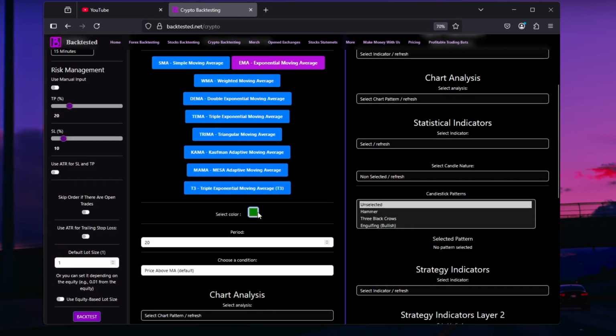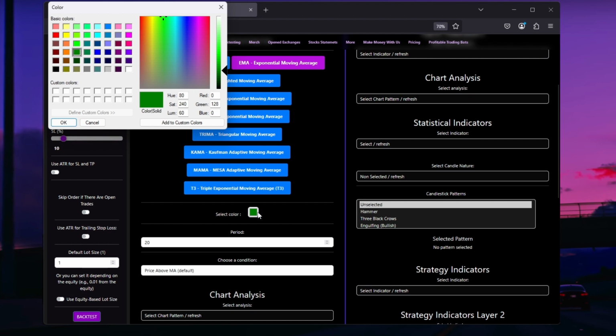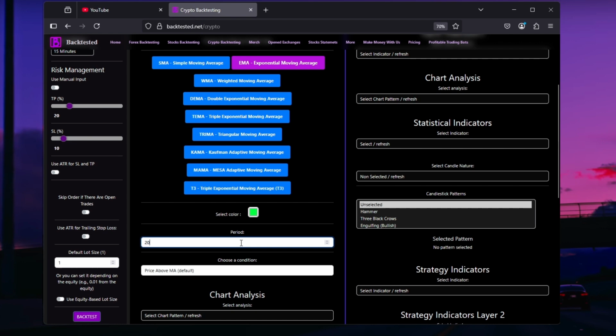Now, for the color, it doesn't really matter if you have a single moving average, but it comes in handy to distinguish between multiple moving averages, or in case of adding similar indicators like the VWAP. Moving on, set up the period as 60 and the condition to be above the EMA.